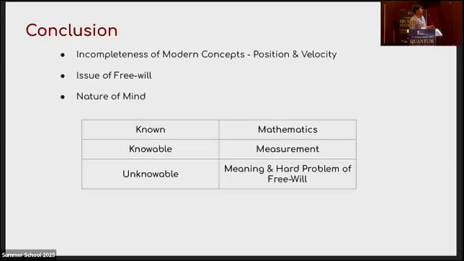So to justify my title, I will come here. Incompleteness of modern concepts: that is one attribute Heisenberg has highlighted, and he has hinted at the issue of free will and the nature of mind as well. So to justify my title, the known we can go to mathematics, the unknowable we can attribute to measurements, and the unknowable in its meaning is the problem of free will.